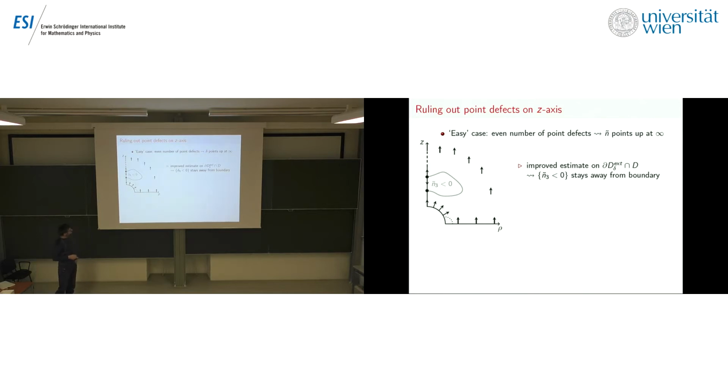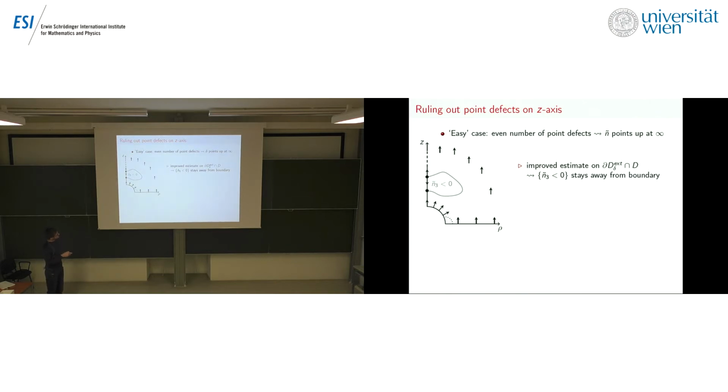Now the idea, as I said, is that it's very hard to use just energy comparison to understand that you have no point defects. So instead, we use the trick that we already used in a much simpler setting with Stan and Leah some years ago, which is to look at the set where you're pointing rather down than up. That means the set where the third component of my vector is negative, right?